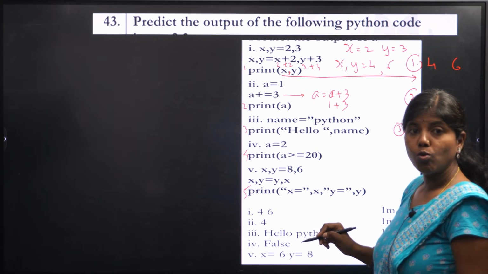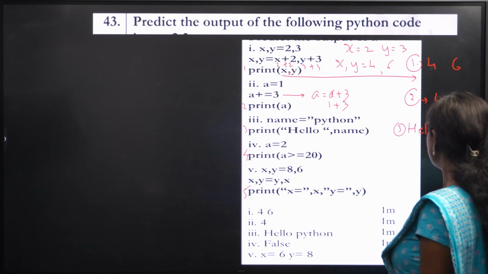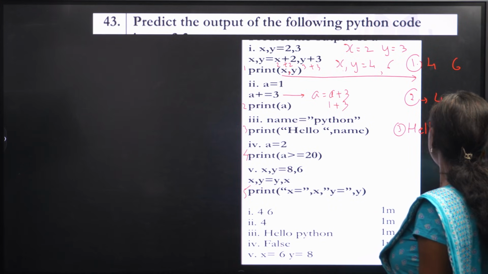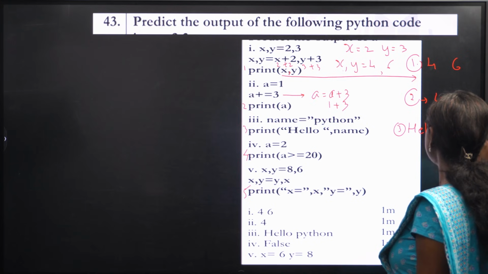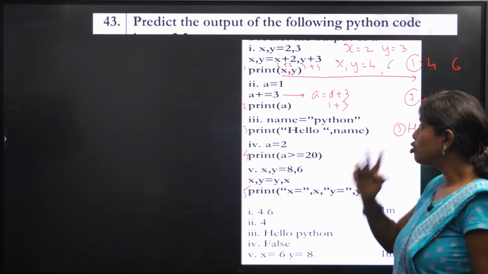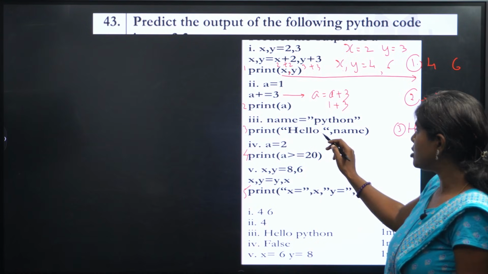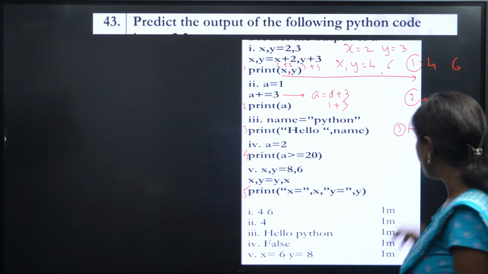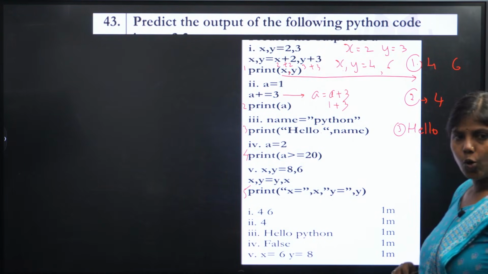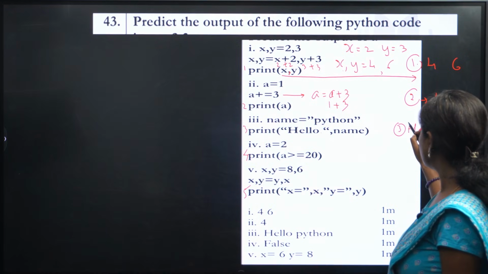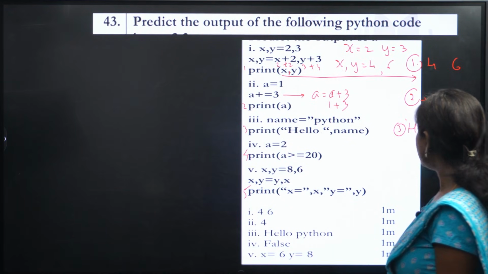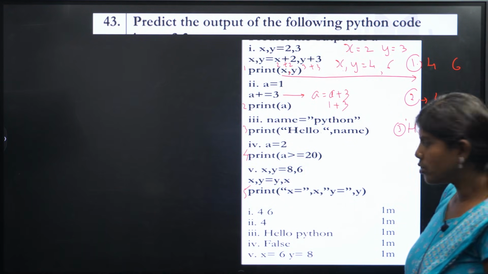Comma is there, no. So give a space here in Python. How many spaces will come, ma'am? Two spaces will come. If there is a space here, then this space and this space, two spaces will come. Hello Python. Okay, both are strings. Okay, both are strings only.